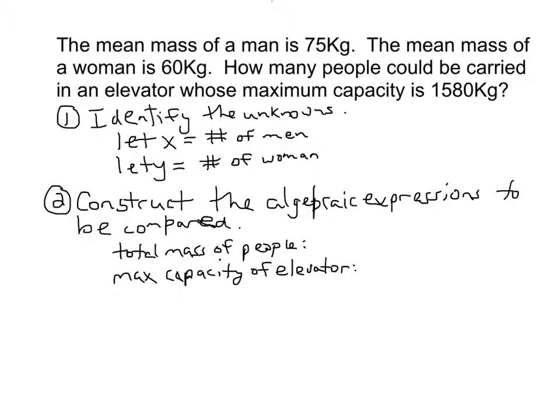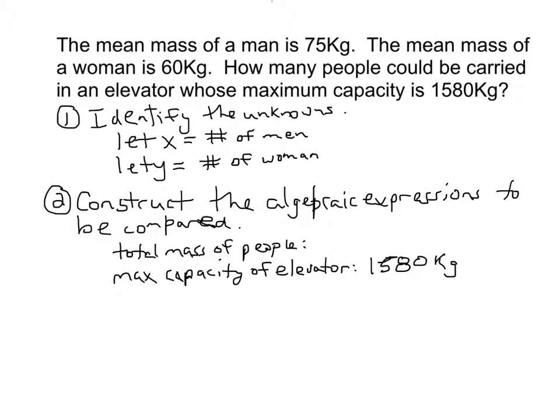The total mass of the people is kind of the tough one, so let's start with actually the easy one. What's the maximum capacity of my elevator? 1,580. Right, that's all it is. 1,580 kilograms. Okay, perfect.